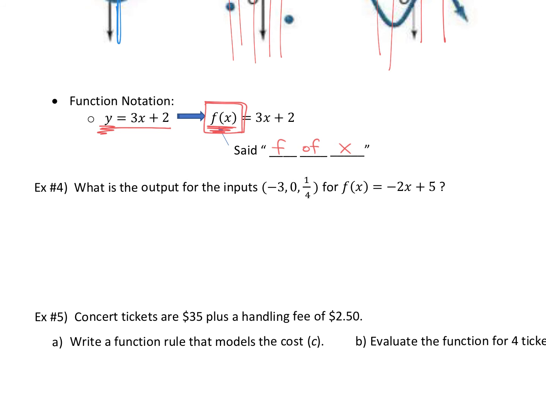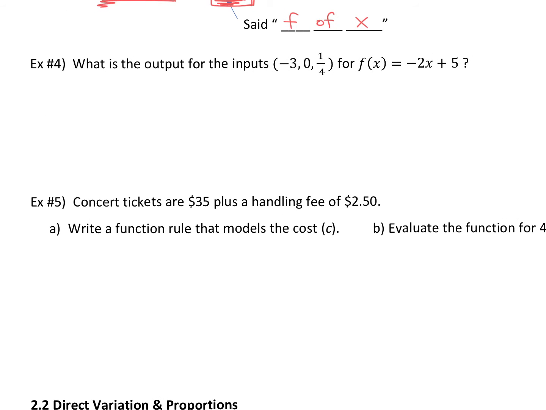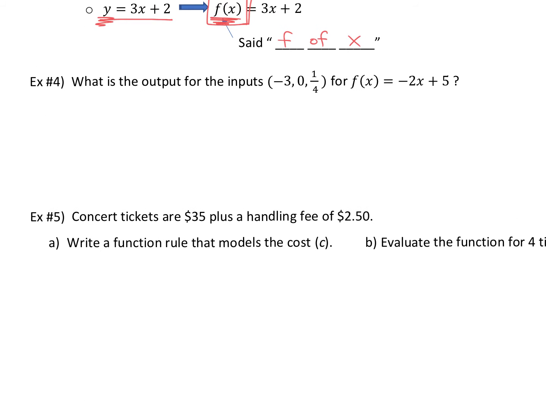Let me show you with an actual problem here so that hopefully it makes a little more sense. Example number 4 says, what is the output for the inputs -3, 0, and 1/4? Are those X's or Y's? Those are X's, okay? Those are our inputs. Input is X. So we have 3 X's that we need to try out here to get the value of that function, okay?